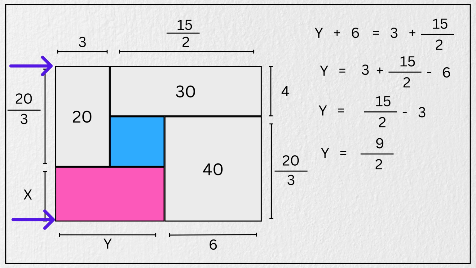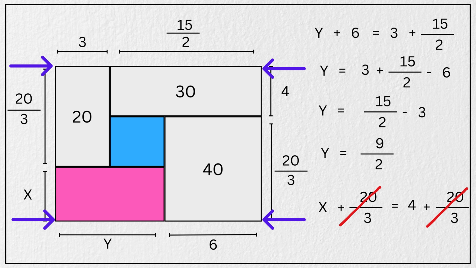Similarly, this height will be equal to this height, right? That means we have the equation x plus 20 over 3 equals 4 plus 20 over 3. Canceling 20 over 3 from both sides, we have x equal to 4.